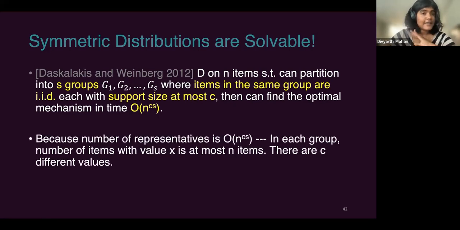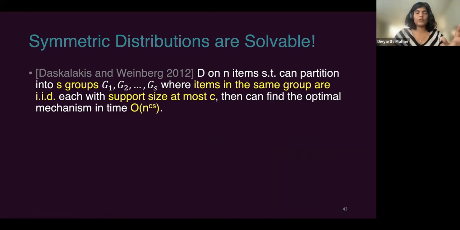And this is again just counting representatives. It's like a balls and bins counting, because in each group there can be at most n items that take a particular value X, but we know that there are only C different values X in the support. Then there are S different groups. So the number of representatives you need to capture is just n to the CS. We will do a similar trick as in the identical case, and you can get the optimal mechanism in n to the CS time.